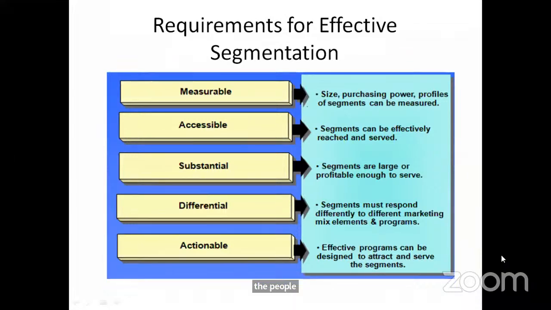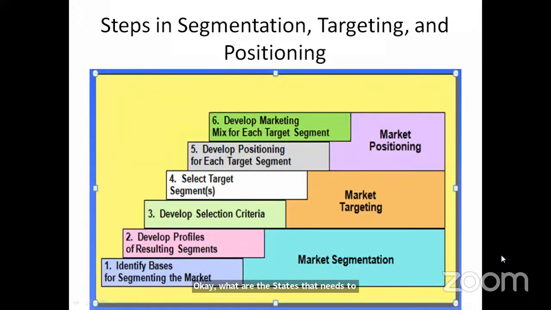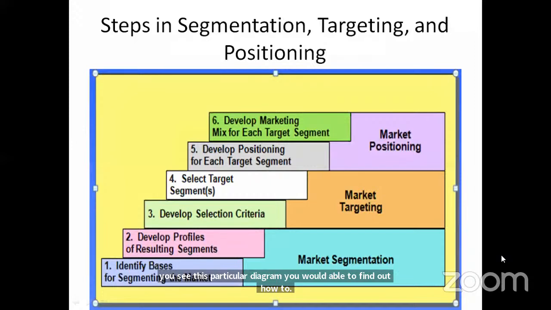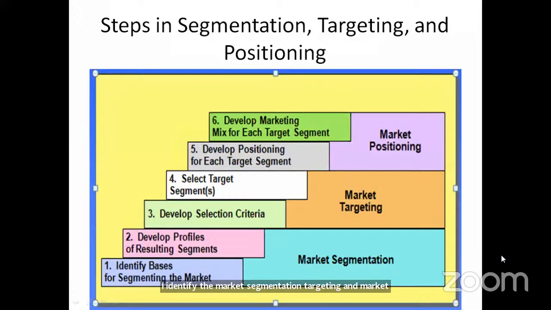Okay. What are the steps that need to be understood for effective segmentation? If you see this particular diagram, you can find out how to identify market segmentation, targeting, and market positioning. First one, as I asked you, identify the basis of marketing segmentation. Once you identify what marketing segmentation is, you go by two basic steps: identify the basis of segmenting the market, and develop the profile of the resulting segments.